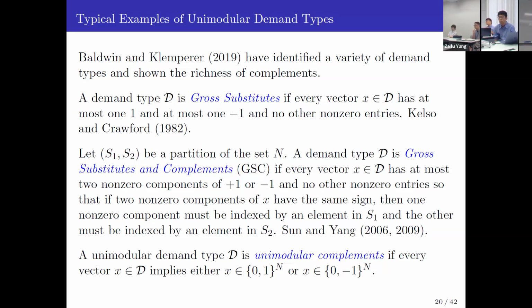So in a sense, the underlying is still a utility function, right? Yes, exactly. So the statement is that if the utility function satisfies certain conditions, then the vectors form a demand type D that is cross substitute in this sense.